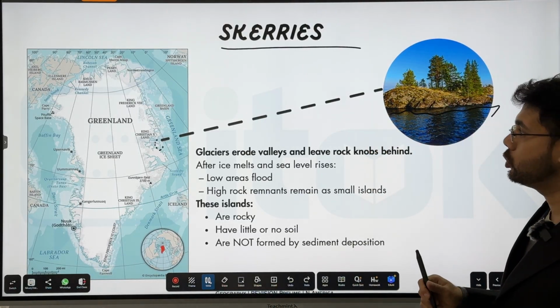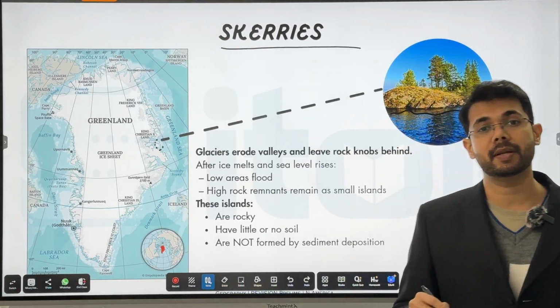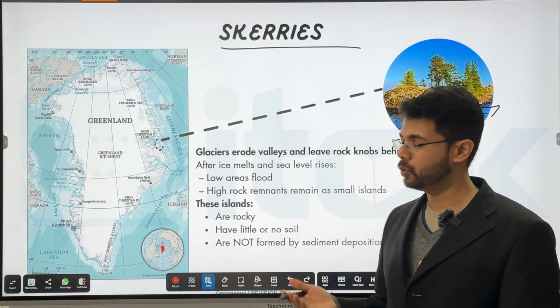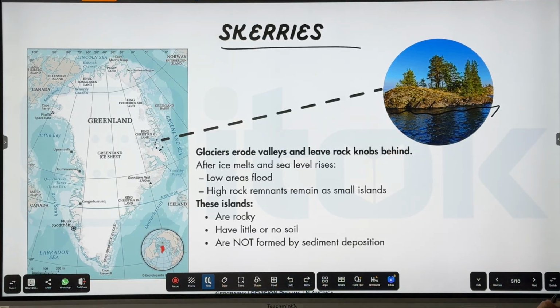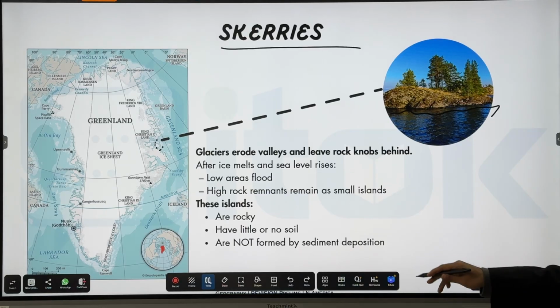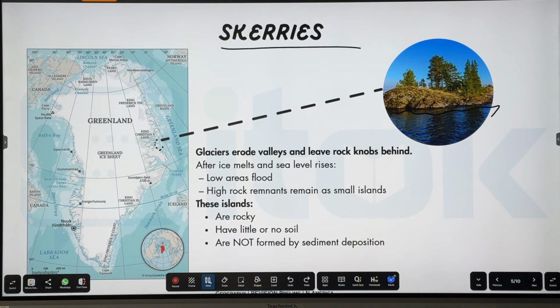For fjords, there have to be hillocks present, hills on all sides. Skerries are small islands or rocks, basically. Those are skerries. Yes, there are many skerries as well. People even stay on them. They are not from sediment deposition; they have little or no soil.